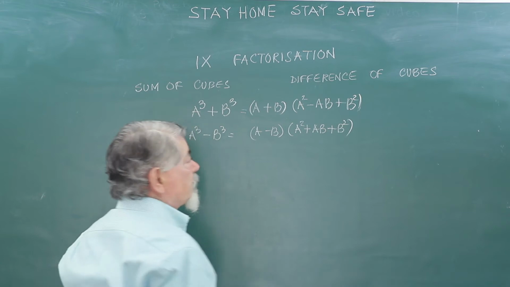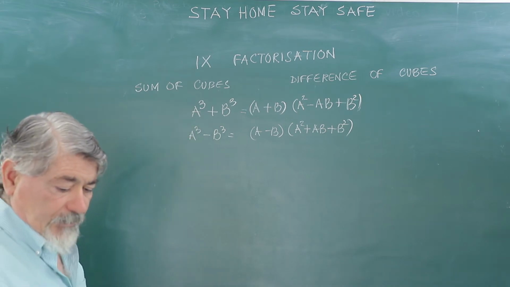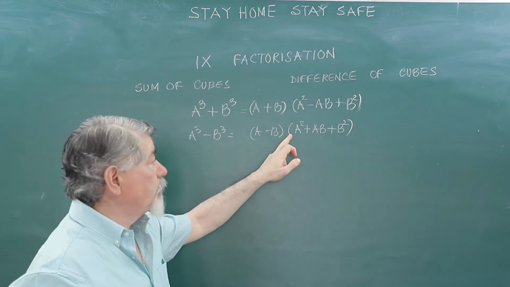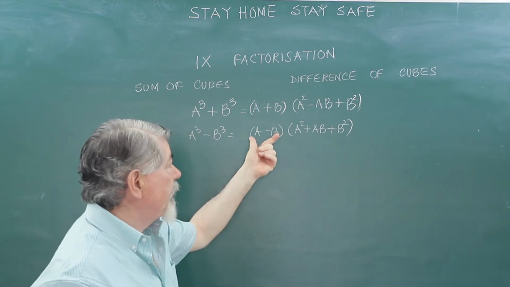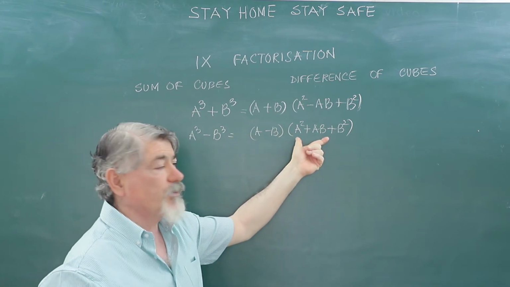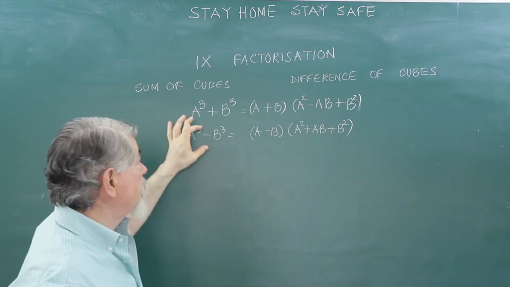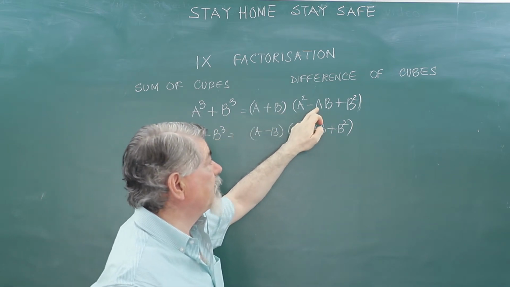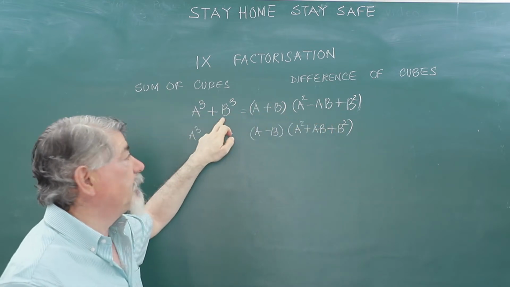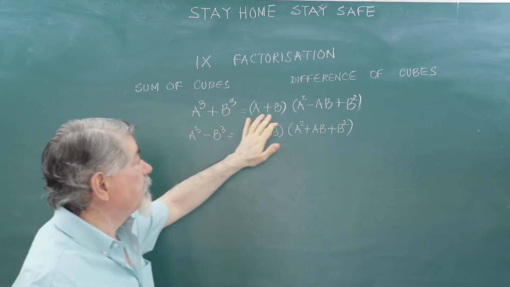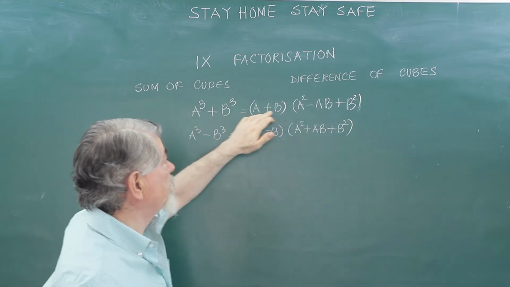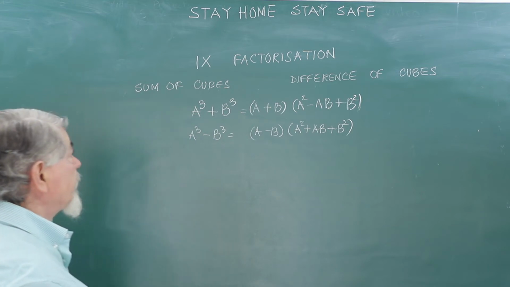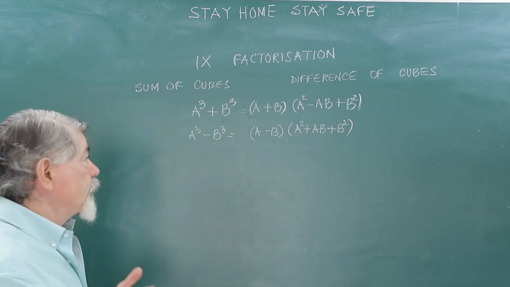While teaching you expansions, you must have come across these values, that a cube minus b cube is a minus b into a square plus ab plus b square. If you multiply a minus b into a square plus ab plus b square, you will get a cube minus b cube. If you multiply a plus b into a square minus ab plus b square, you will get a cube plus b cube. So these are the factors of a cube plus b cube, and these are the factors of a cube minus b cube. Now let us pick out some questions to show you.